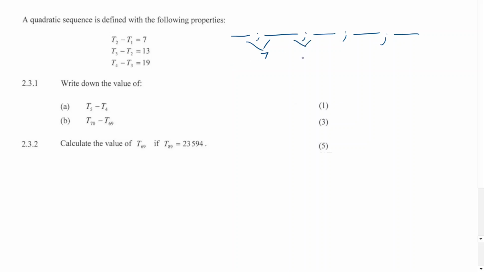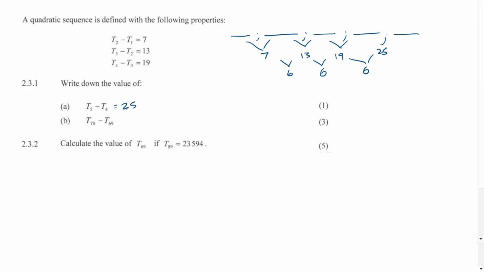The difference between the third and the second is 13. Between the fourth and the third is 19. And so at a second difference level, it's going up by 6. And so the next difference between the fifth and the fourth would be 25. Then it's a little bit more awkward to try and get all the way to the 70th minus the 69th.